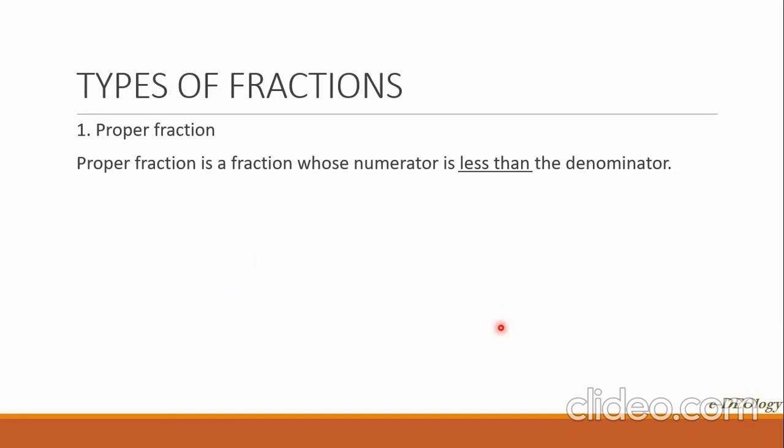Now we will go to the types of fractions. The first type is what we call proper fraction. A proper fraction is a fraction whose numerator is less than the denominator. The examples given here are 5 over 6, 2 over 3 or 2/3, and 10 over 11.